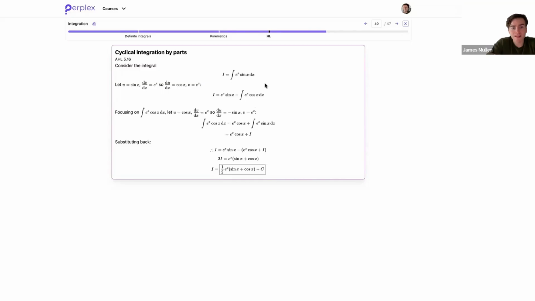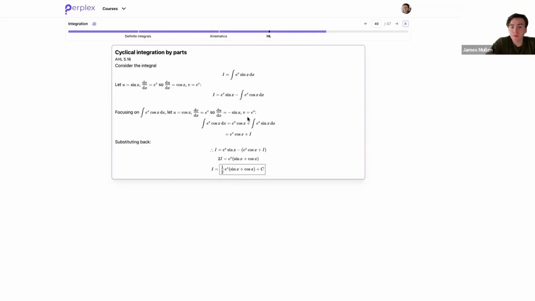I have the integral of e to the x sin x. I do my integration by parts with u equal to sin x and dv/dx equal to e to the x, and I get e to the x sin x minus the integral of e to the x cos x. For e to the x cos x, I have to do integration by parts again. So I say u is equal to cos x, dv/dx equal to e to the x, and therefore du/dx is equal to negative sin x.